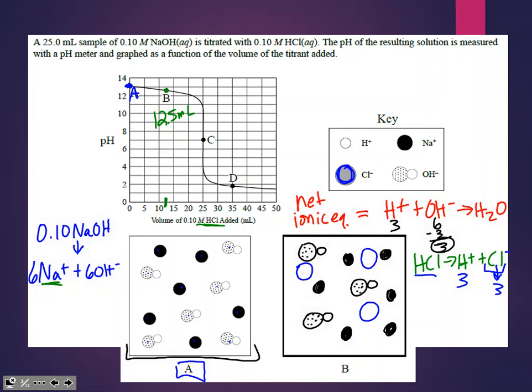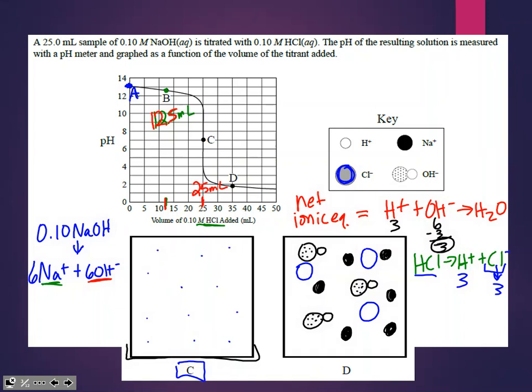Okay, we know 3 were added because we start over here with 6 hydroxides. And if you look here, we're at 12.5. So we got halfway, because the equivalence point is at 25 milliliters right here. So we've gone halfway, and we know that half of the hydroxide should be gone. Half of the 6 means 3. And that's why we know 3 H's would have been added in there. Does that make sense? Okay, good. So we got to B.